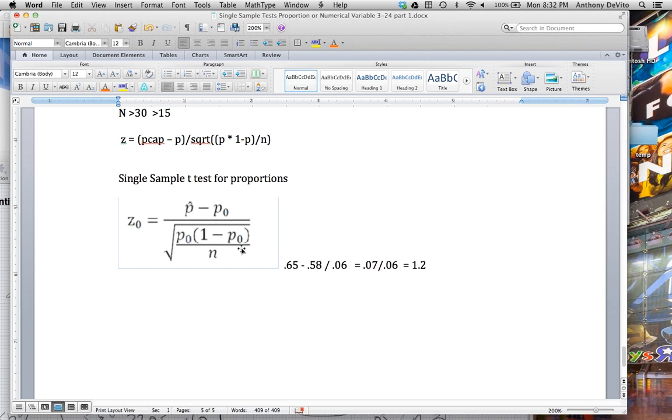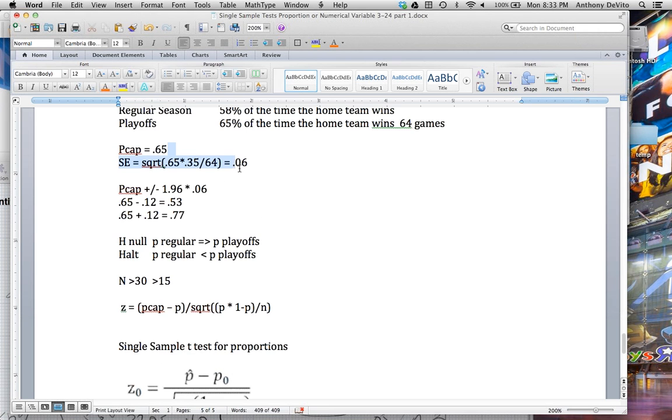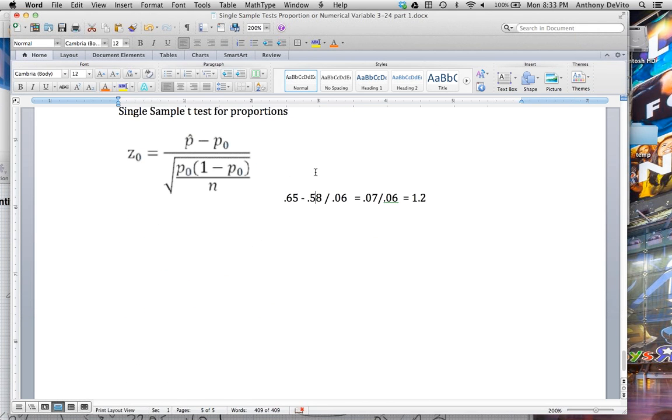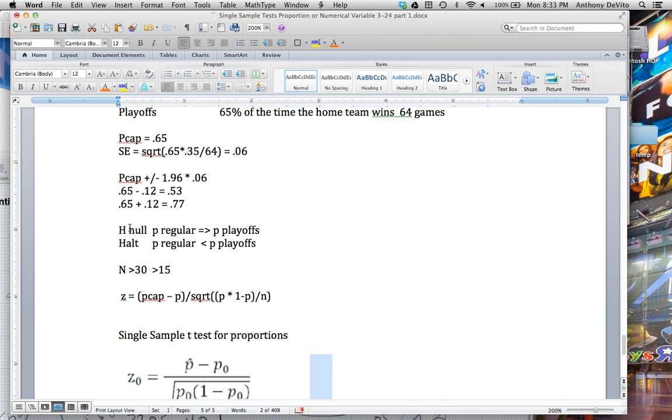Right, z-score. What z-score do we need to reject the null hypothesis? We have to be 1.96. We need them to be 2 standard errors apart, right? So 1.2 is going to be too small to reject the null hypothesis. So just as we did with our confidence interval, we failed to prove that they're different. So we failed to reject the null hypothesis that the proportions are the same, and so that's it.